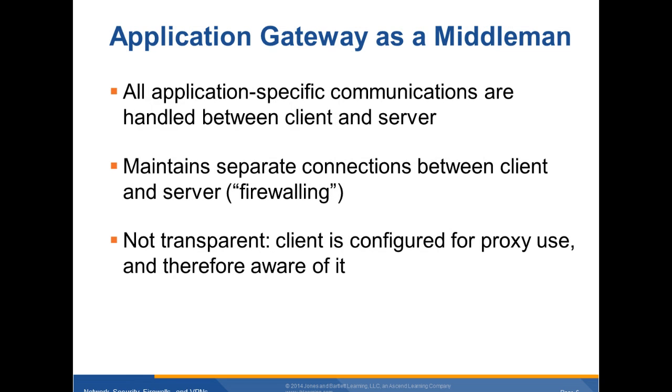The application gateway serves as a middleman. All application-specific communications are handled between the client and server. It maintains separate connections between the client and server for firewalling. It's not transparent. The client is configured for proxy use and therefore is aware of it.